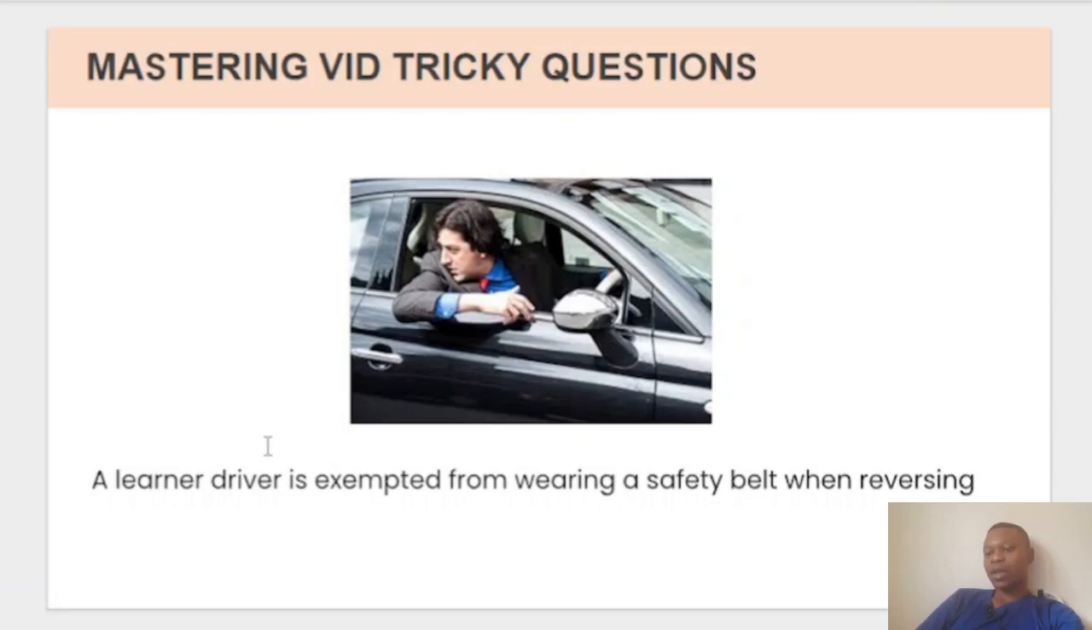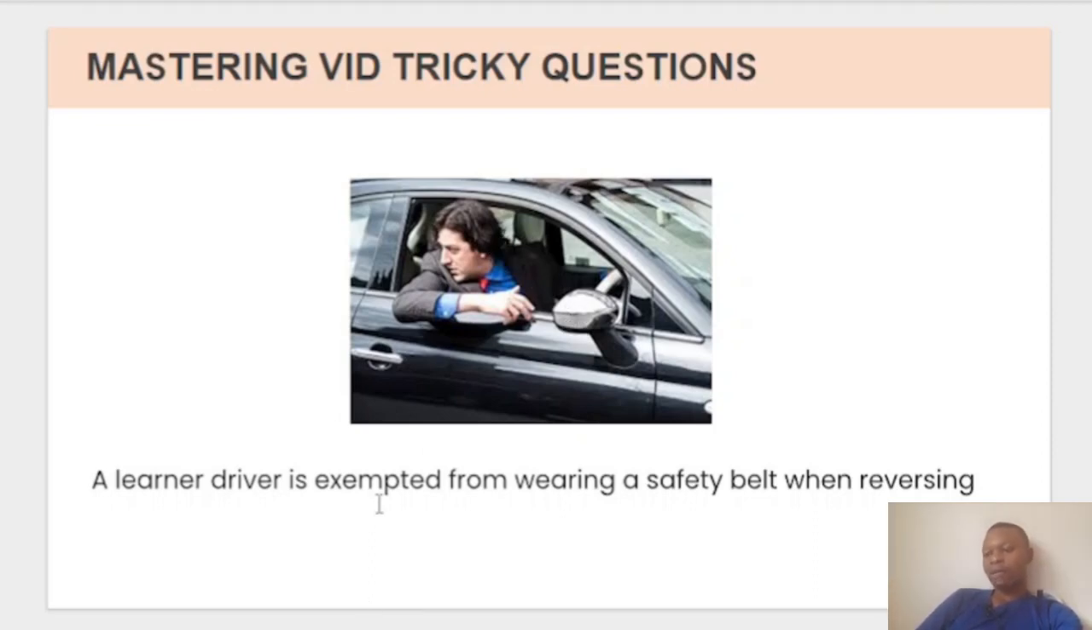Actually, write this point down. A learner driver is exempted from wearing a seatbelt when reversing. Why? Because while they are in the process of getting their head out the window so that they can properly see the outside. Because remember, a learner driver does not have enough experience to use the rearview mirrors. Okay, so they are allowed to get their head out the window.